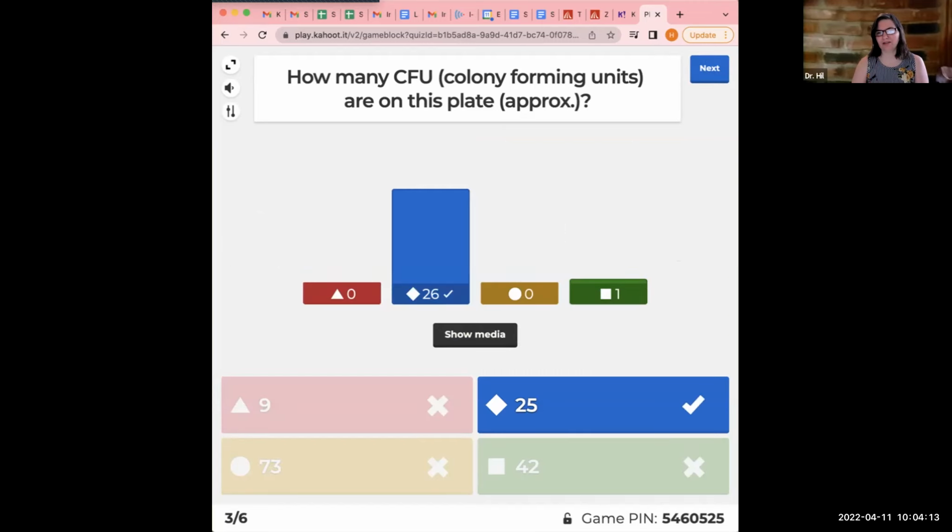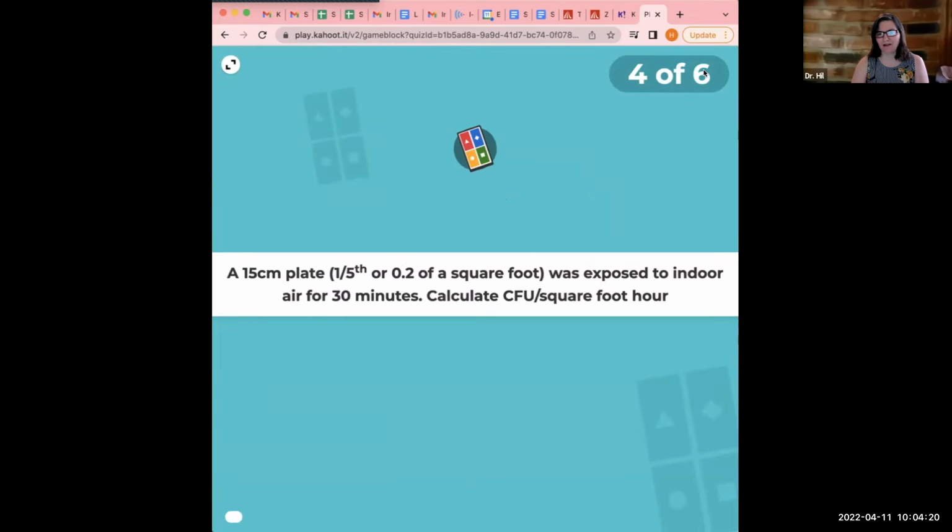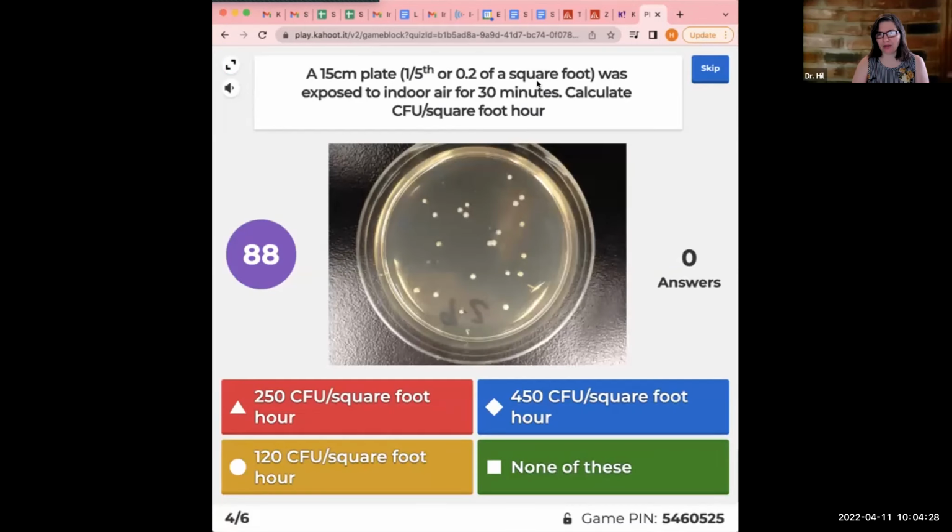All right, good job. It is 25 is the closest number. I mean, you might have gotten a slightly different number. It's not a big deal. All right, so we have a plate that is 1/5 of a square foot. That's also 0.2 of a square foot exposed to indoor air for 30 minutes. What's the CFU per square foot hour?